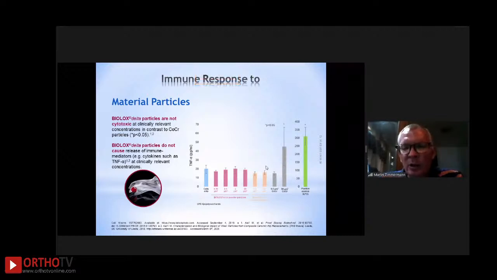In contrast, for the cobalt chrome particles, as you can see here, if you reach a high level, a threshold of the particle levels, you have the release of human mediators, cytokines such as TNF-alpha, which creates a cellular reaction in the patient. So the point is that you may have some particulates coming from the wear of ceramic, even though very low, but never in a situation that creates any reactions in the body.